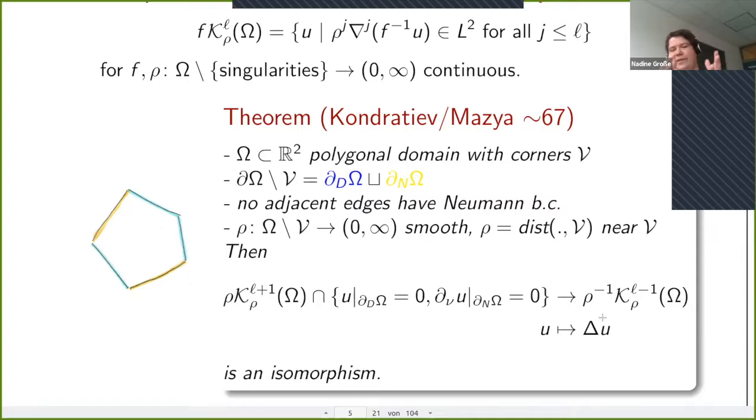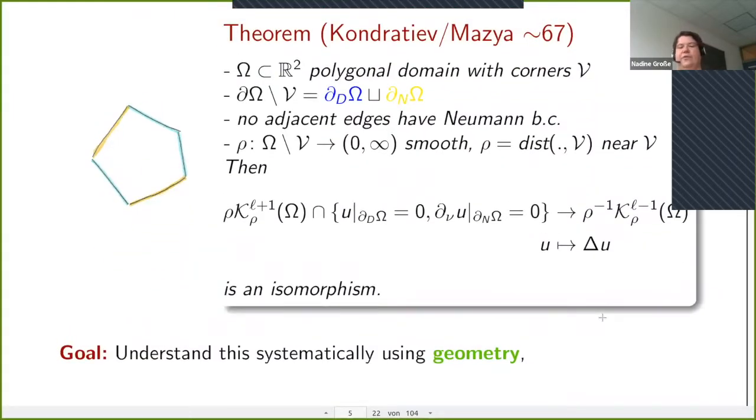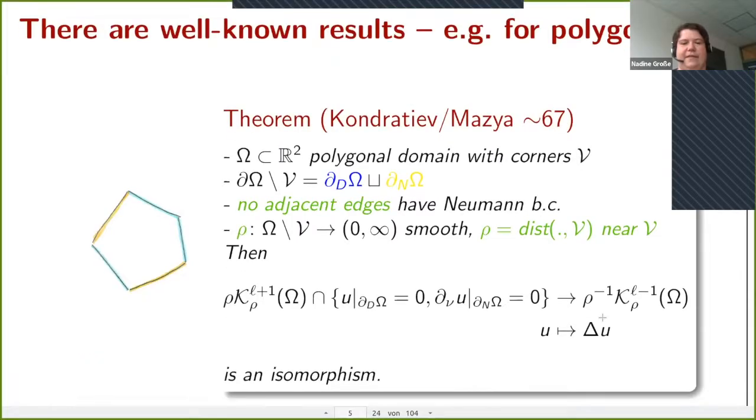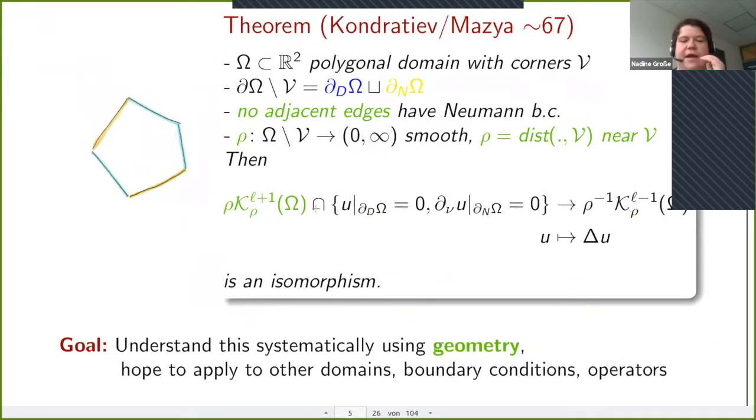Of course, there are more, but let's start for today with this result, because our program goes into the question, how can we understand this type of result systematically using geometry? What are the things we want to understand? We want to understand why this is the right weight function, and where does this no adjacent edges condition come from? Why those conormal spaces are the ones that appear here. So that we would like to understand from a geometric point of view, because then we can also apply this to other domains, other boundary conditions, other operators. So for example, that's where the title comes from, on domains with cusps. Yeah, I will draw a picture soon.